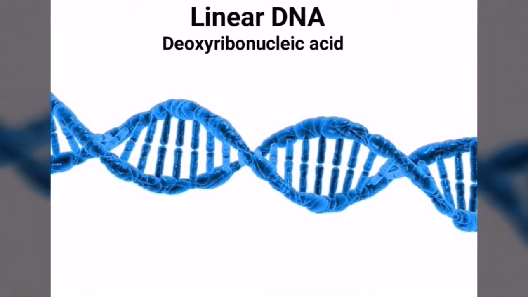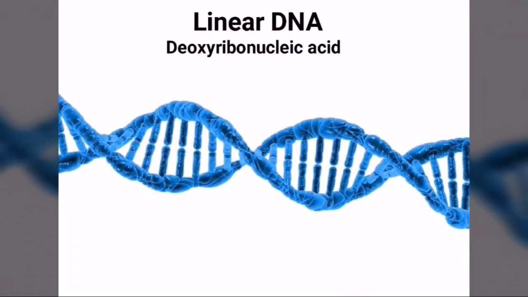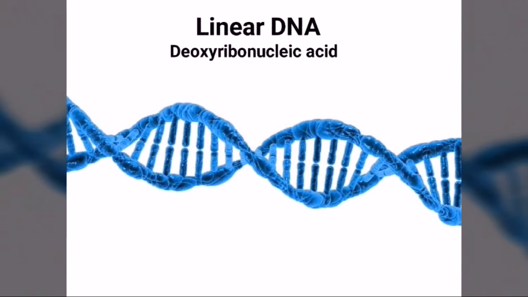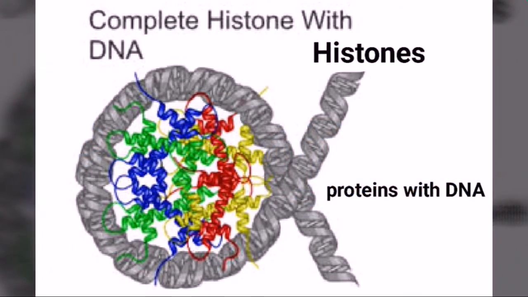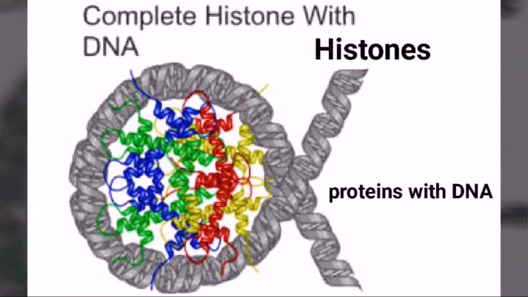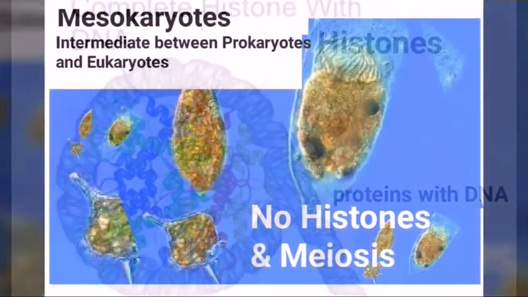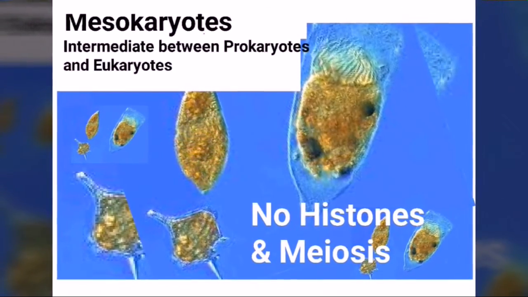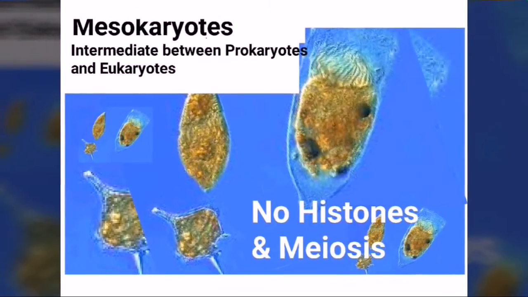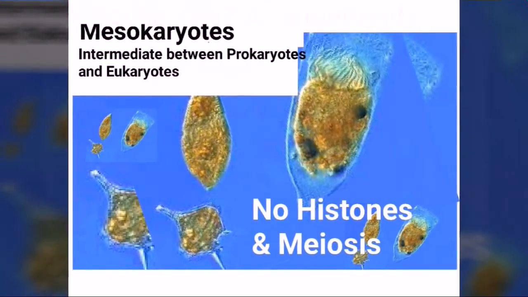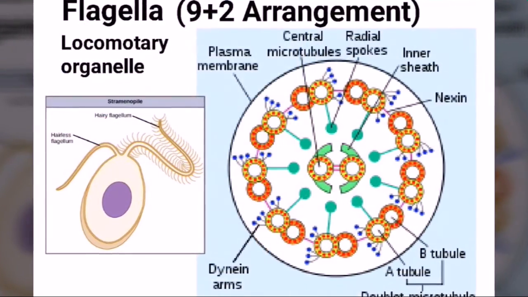They have linear DNA, deoxyribonucleic acid, unlike that of prokaryotes with circular DNA. Complete histones are associated with deoxyribonucleic acid. Some are mesokaryotes, intermediate between eukaryotes and prokaryotes, with no histones and meiosis.